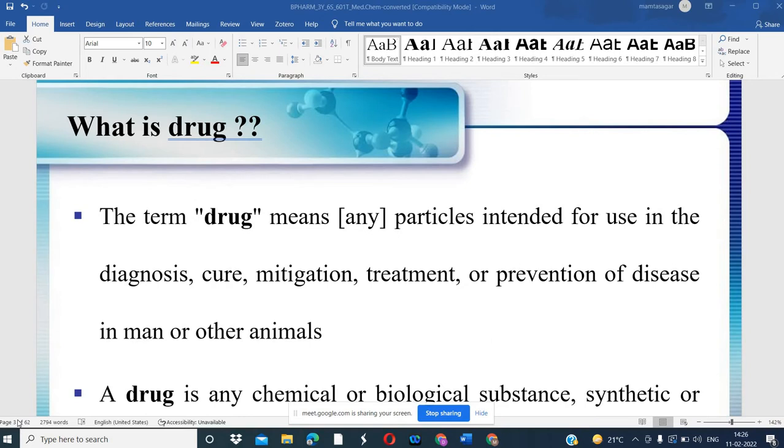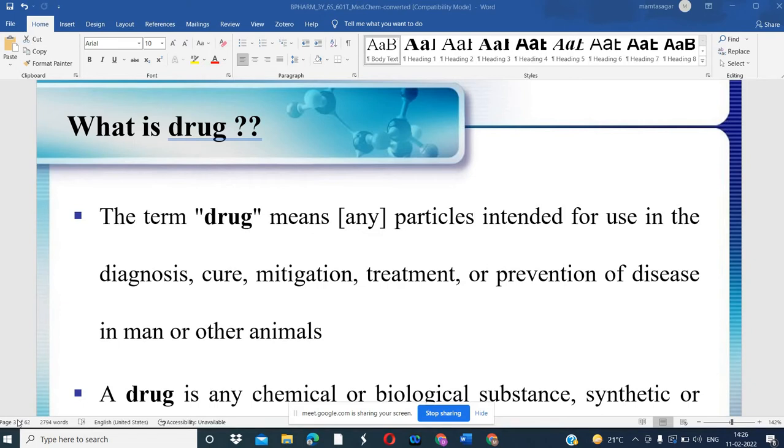Okay, what we call that? Chemical considered to cure the disease and disorder. Okay, that is a chemical that can cure the disease in your terms. You want to say this. Okay. So here what is written? What is the definition? Drug means particles, or chemical, intended for use in the diagnosis. Okay, we can use it, but cure and treatment is more important, I think. And it is used in the prevention of disease in man and other animals.